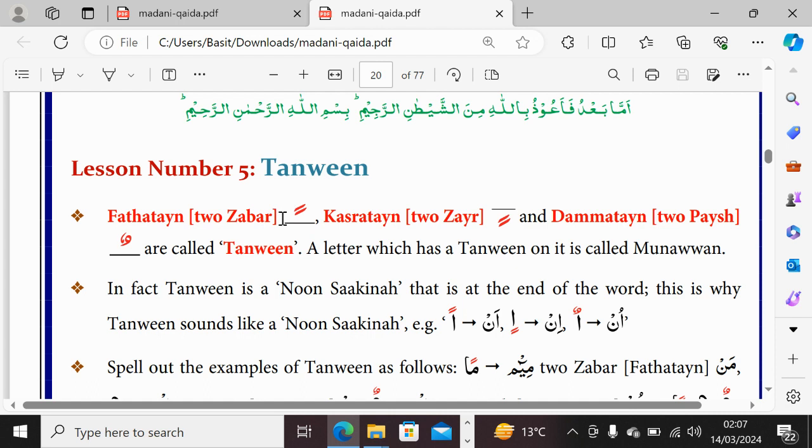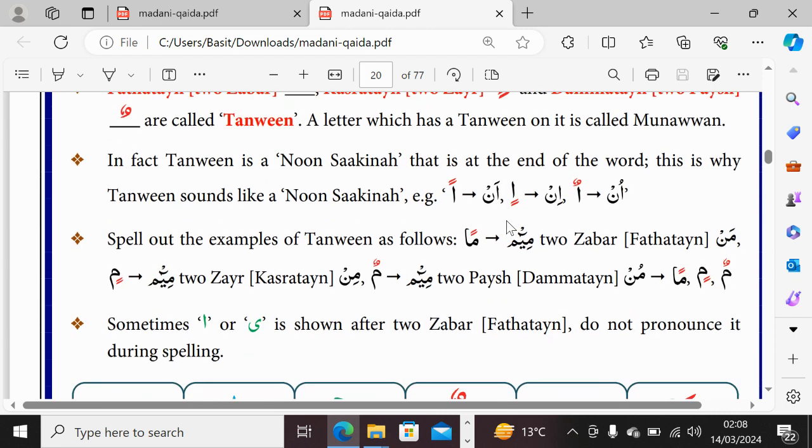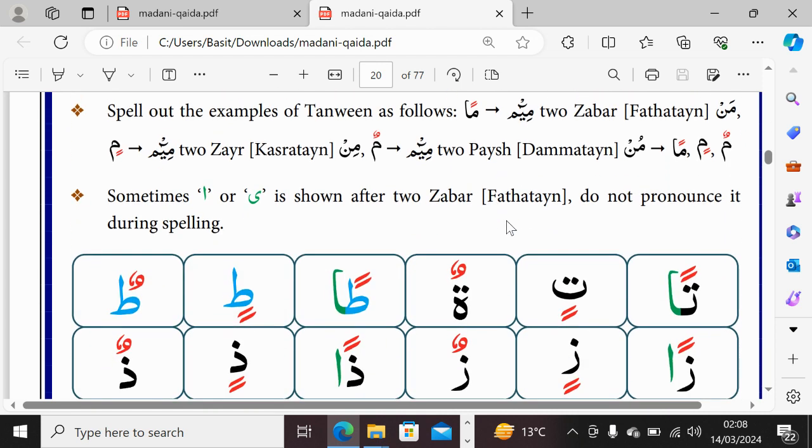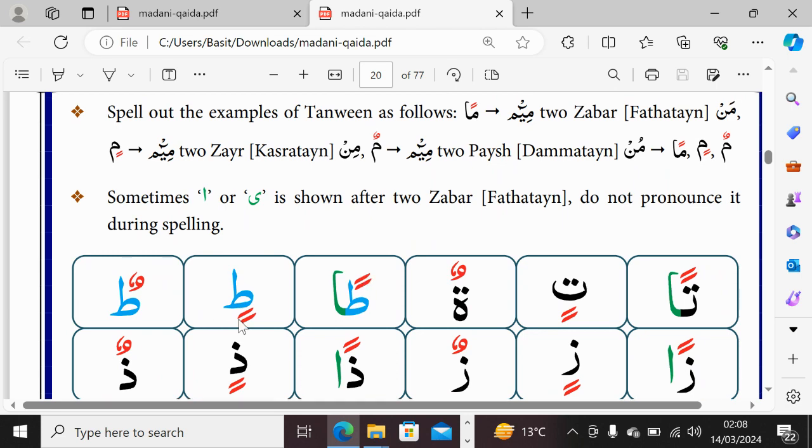So we must know the concept of two zabar and two pesh, and we must differentiate two zabar and two zer. What is the difference between the two terms? Basically, two zabar will be on the letter, and two zer will be below the letter. We will clear the example. Two zabar on the letter, two zer below the letter.